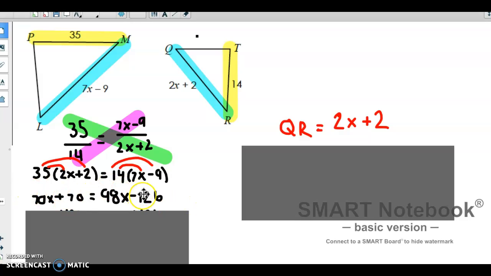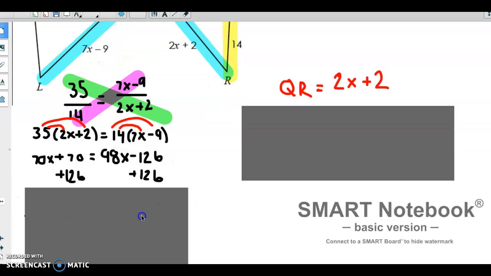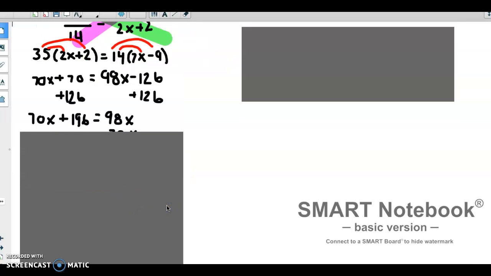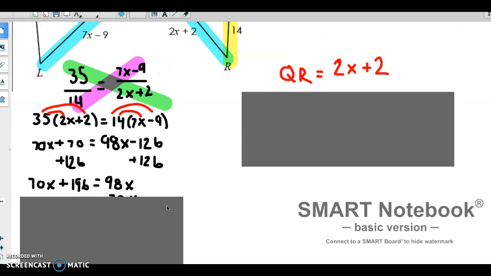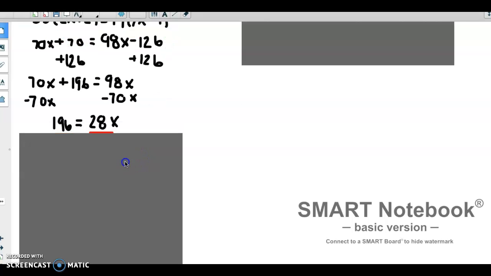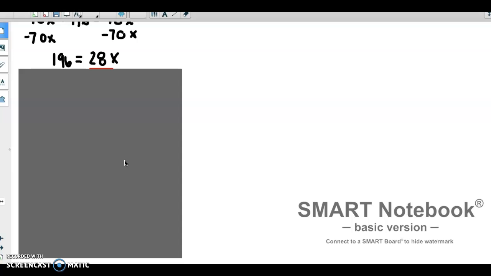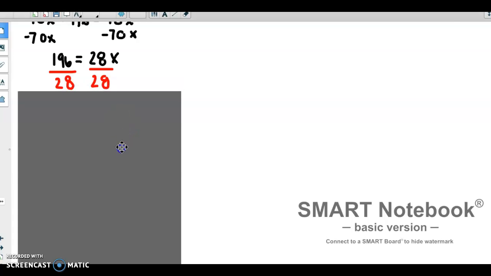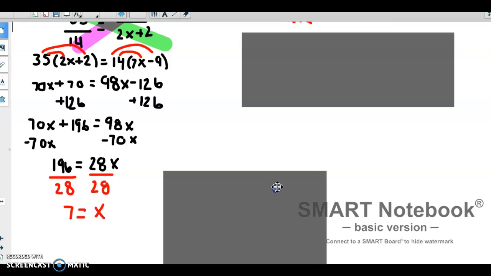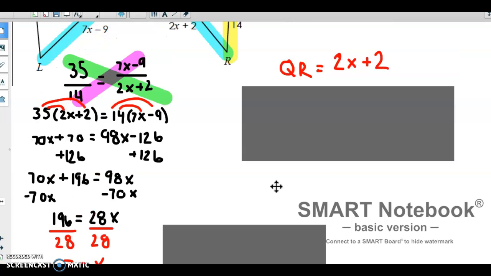Again, all we did there was distribute. Now we're going to solve for x, so let's add 126 to both sides. 70x plus 196 equals 98x. We want to get all of our x values on one side of the equal sign. So what we're going to do next is subtract the 70x from both sides. When we do that, we get 196 is equal to 28x. Now all you need to do to find x is divide both sides by 28. So I need you to do that now and then click in the correct answer. Hopefully you said that x was equal to 7.